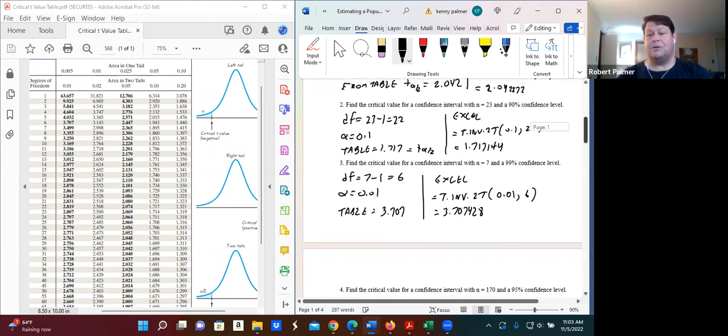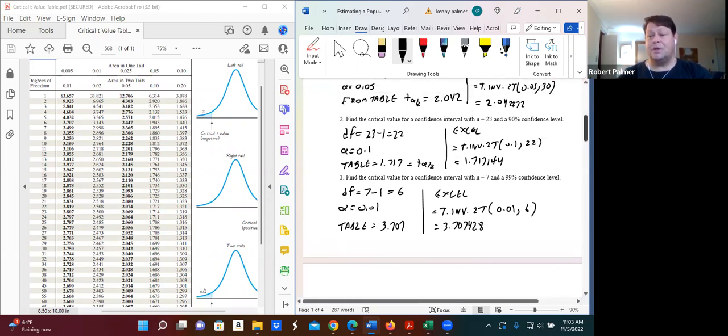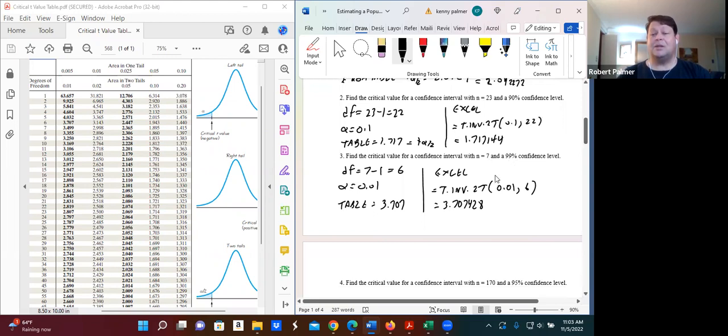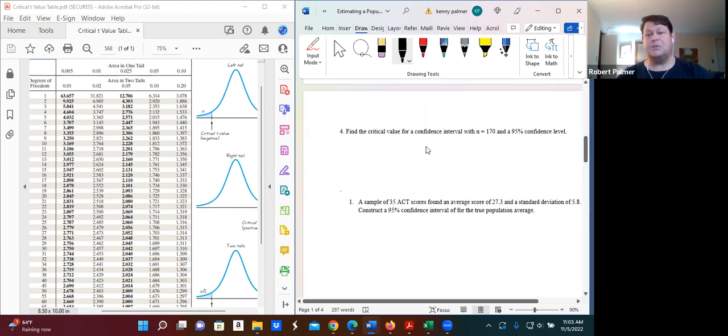And once again, that large value, especially compared to the ones we've done before, is because we want a high confidence level and also have a small sample size. All right, one more. Now this is one, well, actually we'll probably just use Excel. All right, so critical value with n equals 170 and a 95% confidence level.